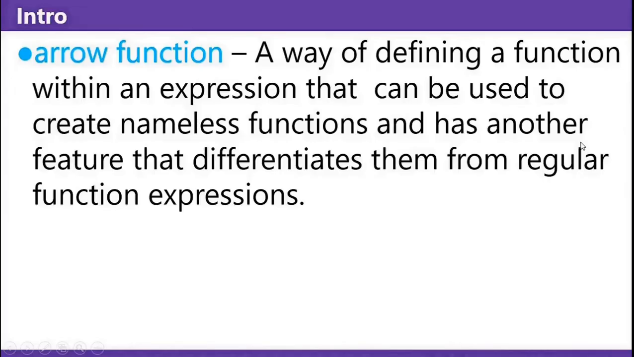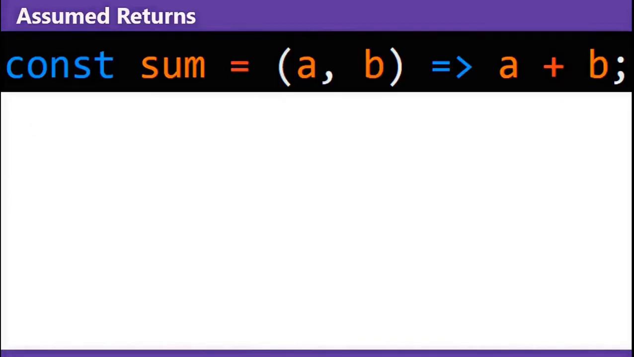In JavaScript, an arrow function is a way of defining a function within an expression that can be used to create nameless functions and has another feature that differentiates them from regular function expressions. The arrow in this case can be read like "this function does." Also, without curly braces, the expression after the arrow is assumed to be returned, meaning in full this line reads, inside the variable const, store the arrow function that takes in 2 arguments and returns them being added together.